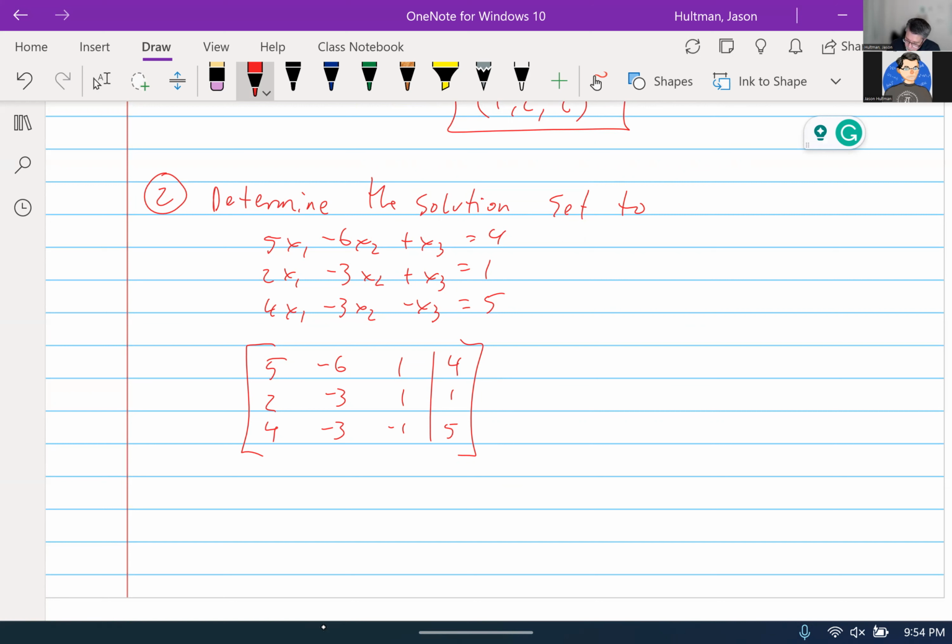So let's try to put this into row echelon form. Actually, let's just place it in reduced row echelon form. I want reduced row echelon form or just row echelon form. Well, let's just go for row echelon form first. Okay, let's see if we can do anything with that.